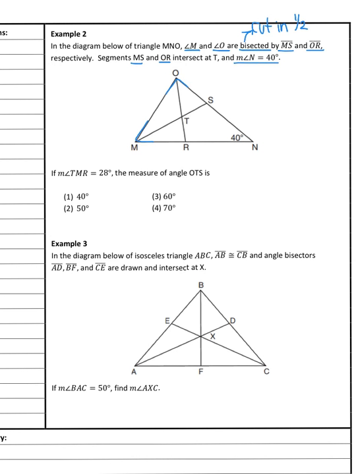Okay, so as of right now, we can't label anything else on our picture, but if we read further, it says if the measure of angle TMR is equal to 28, so we have to label this on our diagram. So TMR is this angle right here, a 28 degree angle. So if that's a 28 degree angle, then we know that angle M has been bisected.